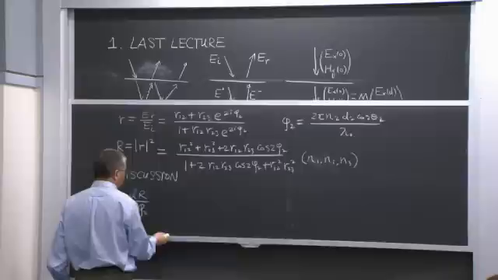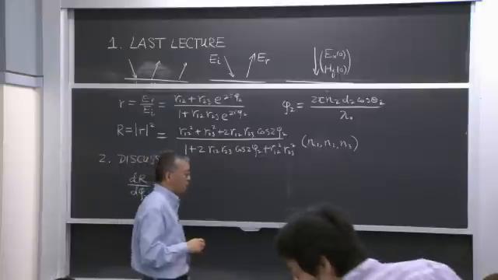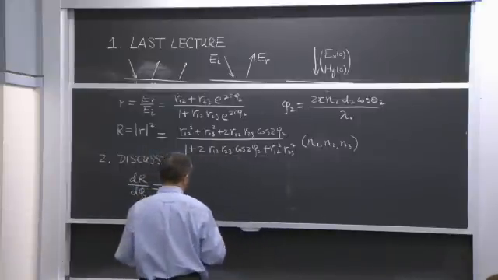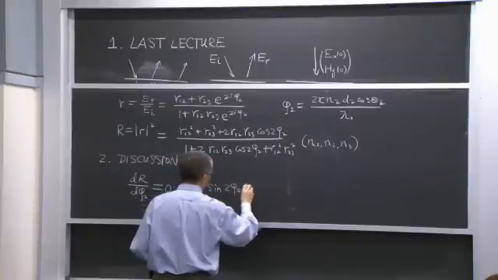So if I take this to 0, you can find where the maximum and minimum are, and it happens when sine 2 phi 2 equals 0.